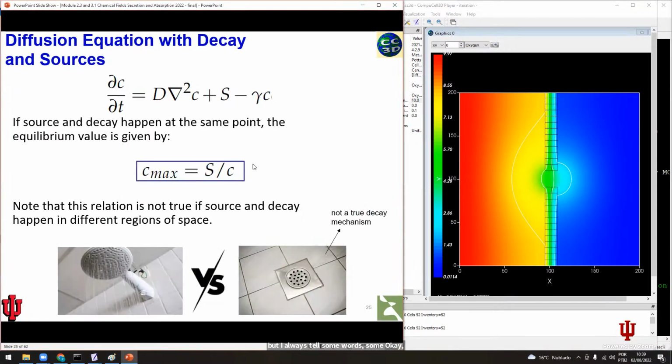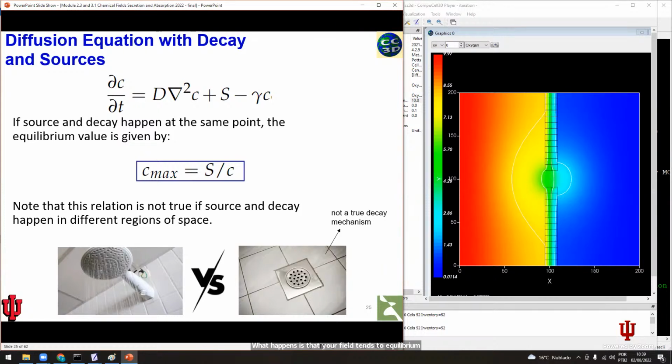You can also specify a source with decay in the same region of space. So what happens when you do this? What happens when you specify a source and a decay for your field in the same region? What happens is that your field tends to an equilibrium value that will be different from 0.